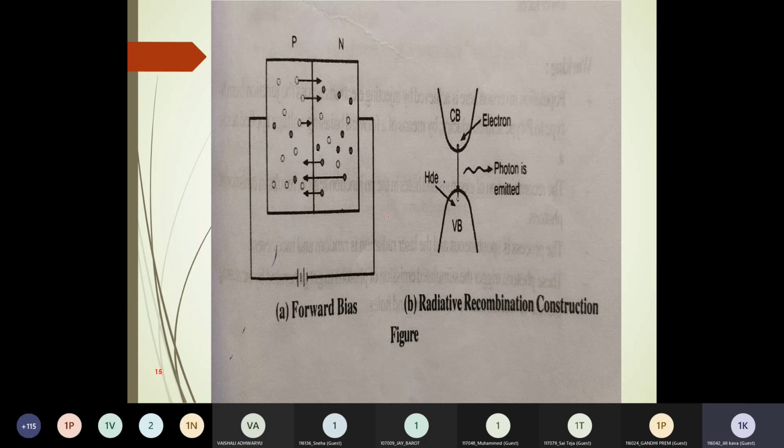And this is the construction which is shown: the recombination of hole and electron from N to P in forward bias condition. There is a hole in the valence band and an electron in the conduction band, and by giving the external field, the photon is emitted in the form of light.